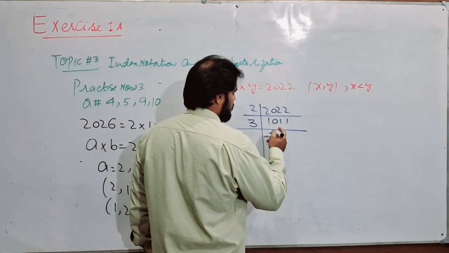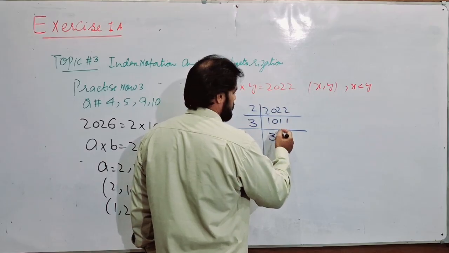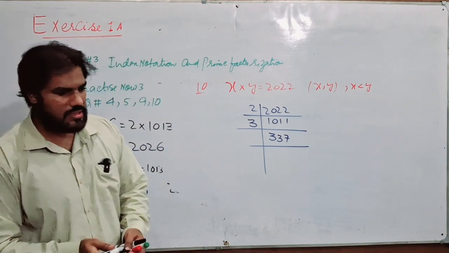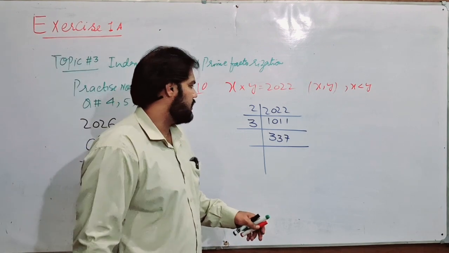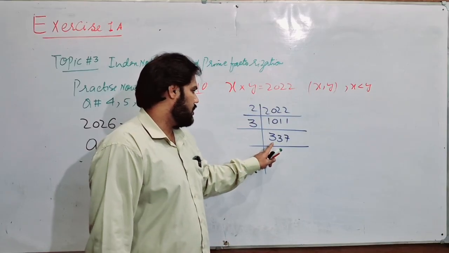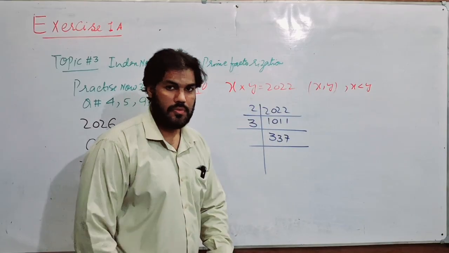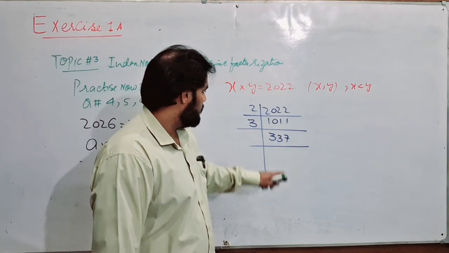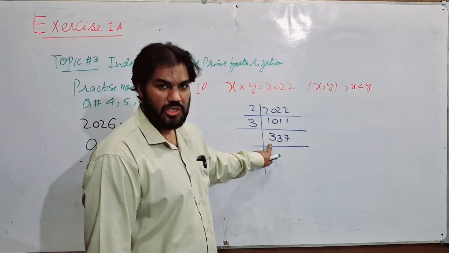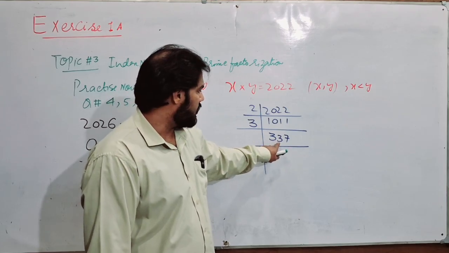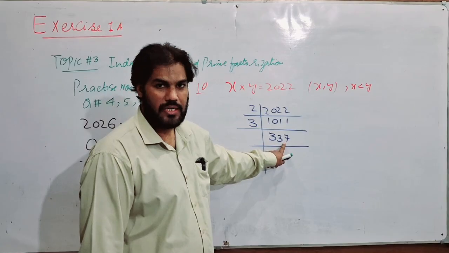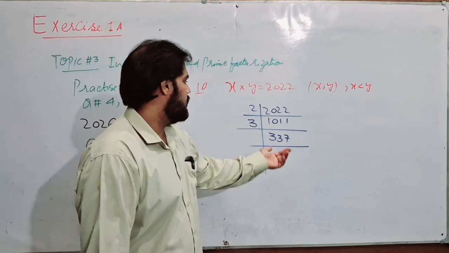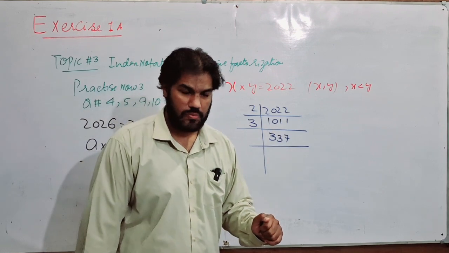3 3 is a 9, 3 7 is a 21. Is this number again divisible by 3? No. 7 plus 3, 10, 10 plus 3, 13. 13 is not divisible by 3. Is this divisible by 7? 7 4s are 28. Remaining is 5. The next number becomes 57. 57 does not come in a table of 7. It means this number is not divisible by 7 also.